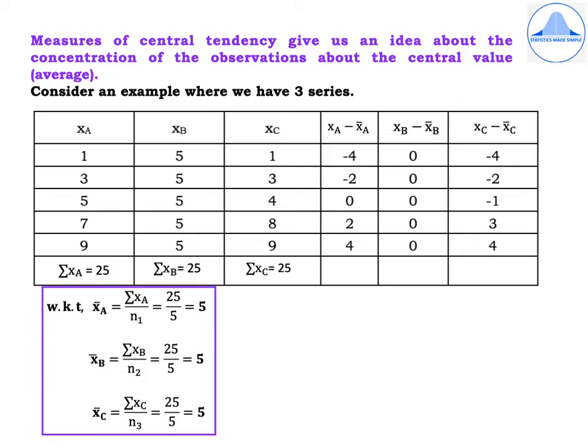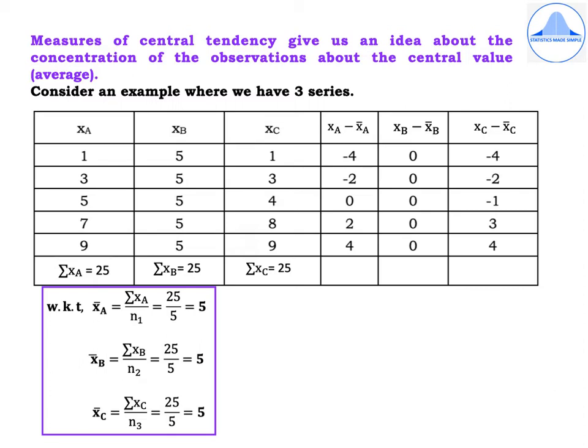So we get x bar A equal to 25 divided by 5, which is 5. X bar B is also 25 by 5, which is 5. And x bar C is equal to 25 by 5, equal to 5. Let us form three more columns in the table: XA minus x bar A, XB minus x bar B, and XC minus x bar C.